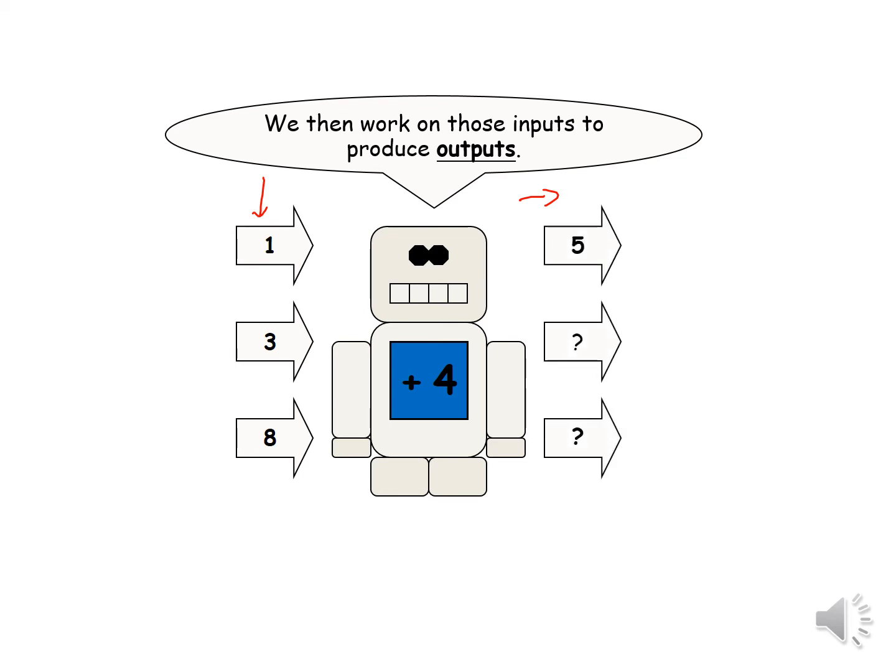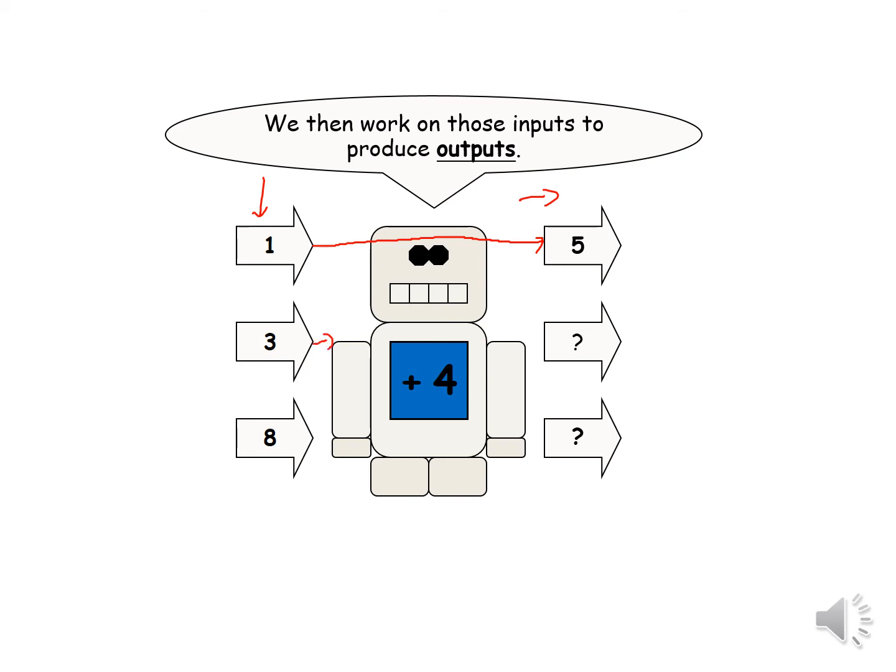Okay, so this first one's done for us. So we've got 1 here. So it goes in. We add 4. That gives us 5. So our input is 1. Our output is 5 from the function machine.